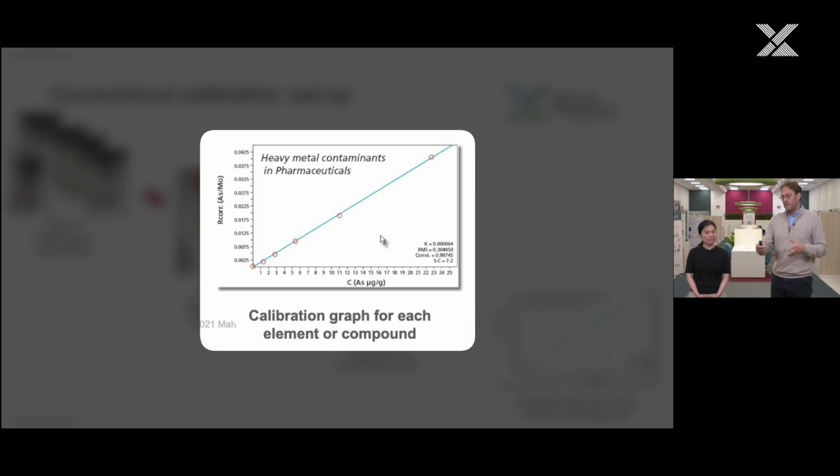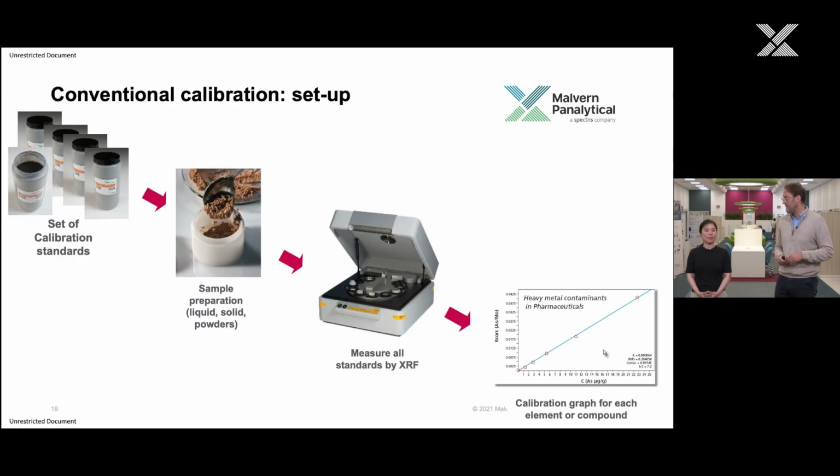And then after the measurement of all those standards, you build up your calibration. So for each element, you have a calibration line. And that represents your intensities versus the concentrations. So that means your instrument is calibrated for those types of samples.